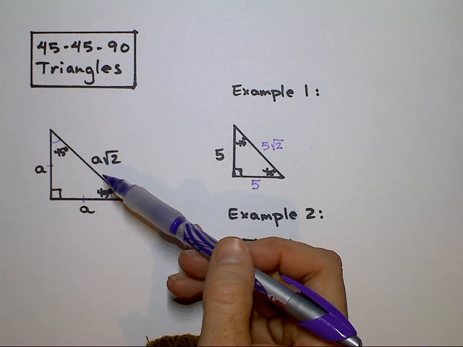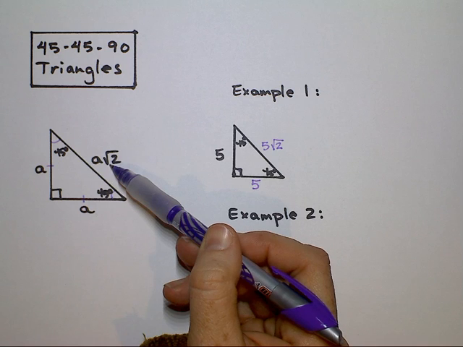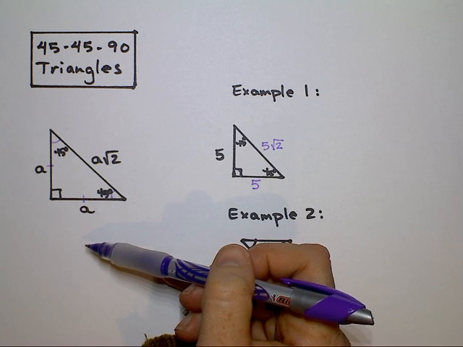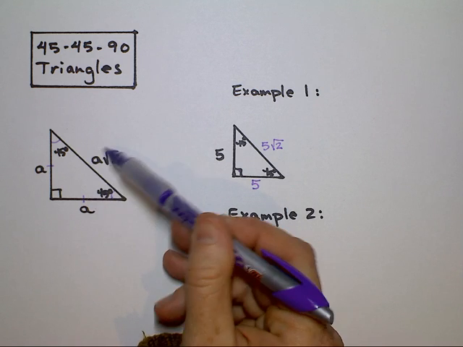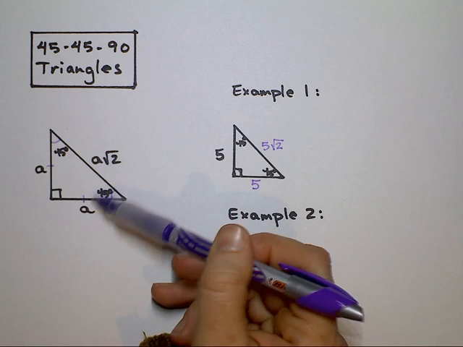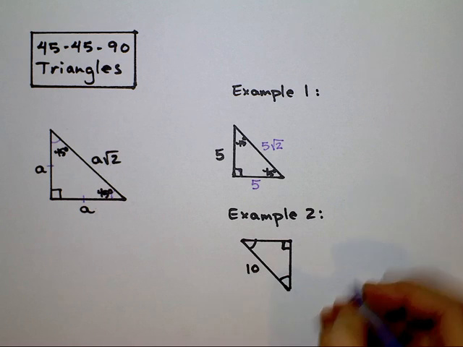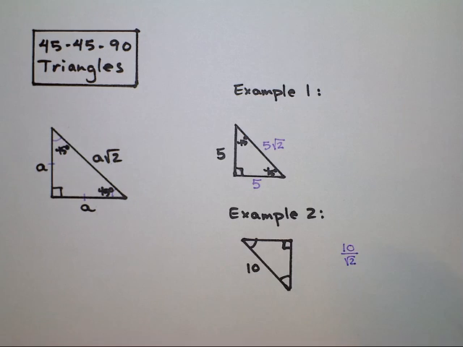Now, what's the relationship between the hypotenuse and the leg? How do I go from the hypotenuse value to the leg? Well, instead of multiplying by root 2, I need to divide by root 2. Because whatever this is, if I divide it by root 2, I'll get a, which is what I want for the side length. So let's see, 10 divided by root 2 is what?